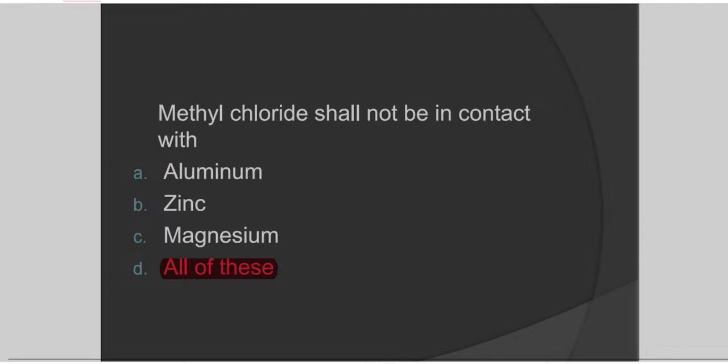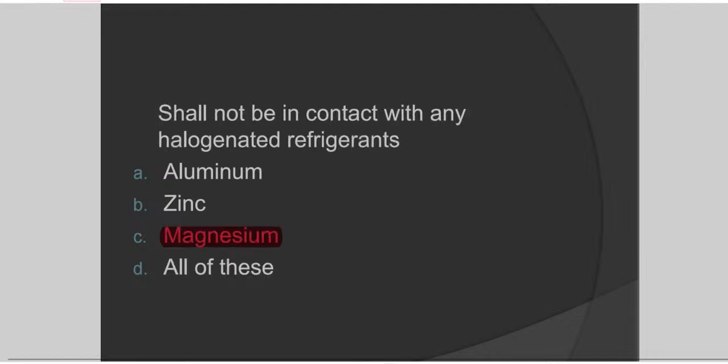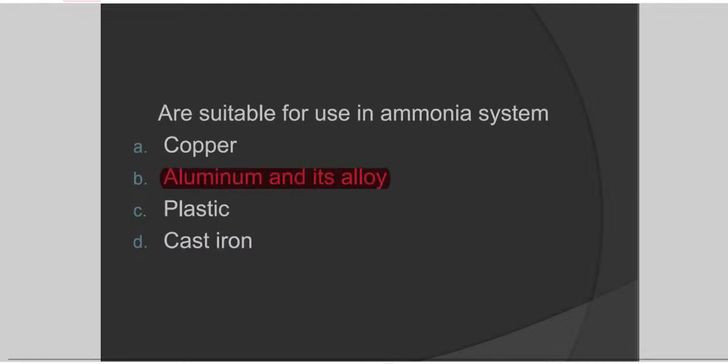Methyl chloride shall not be in contact with aluminum, zinc, C, magnesium. All of these shall not be in contact with any halogenated refrigerants. Aluminum, zinc, C, magnesium. All of these are suitable for use in ammonia system. Copper, aluminum and its alloy, C, plastic, cast iron.